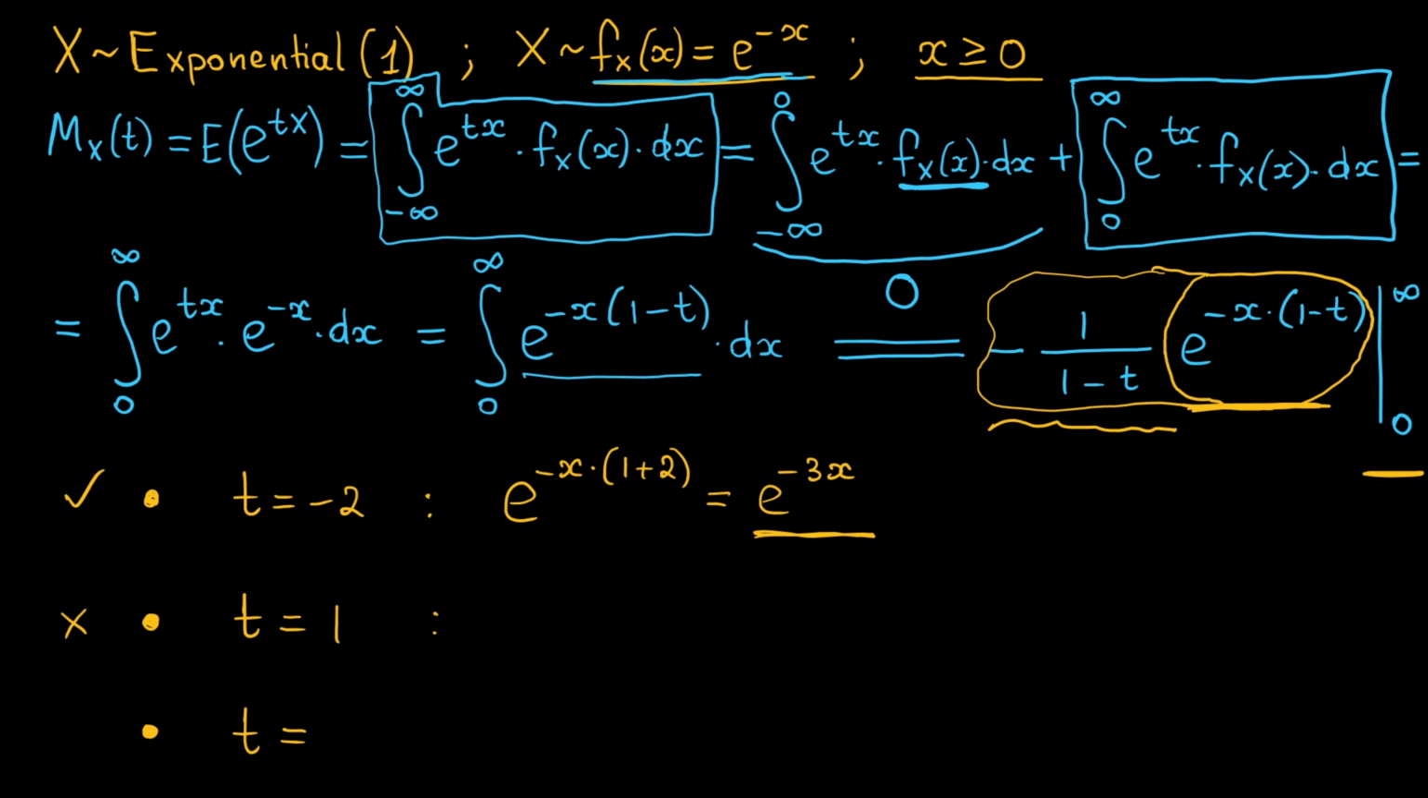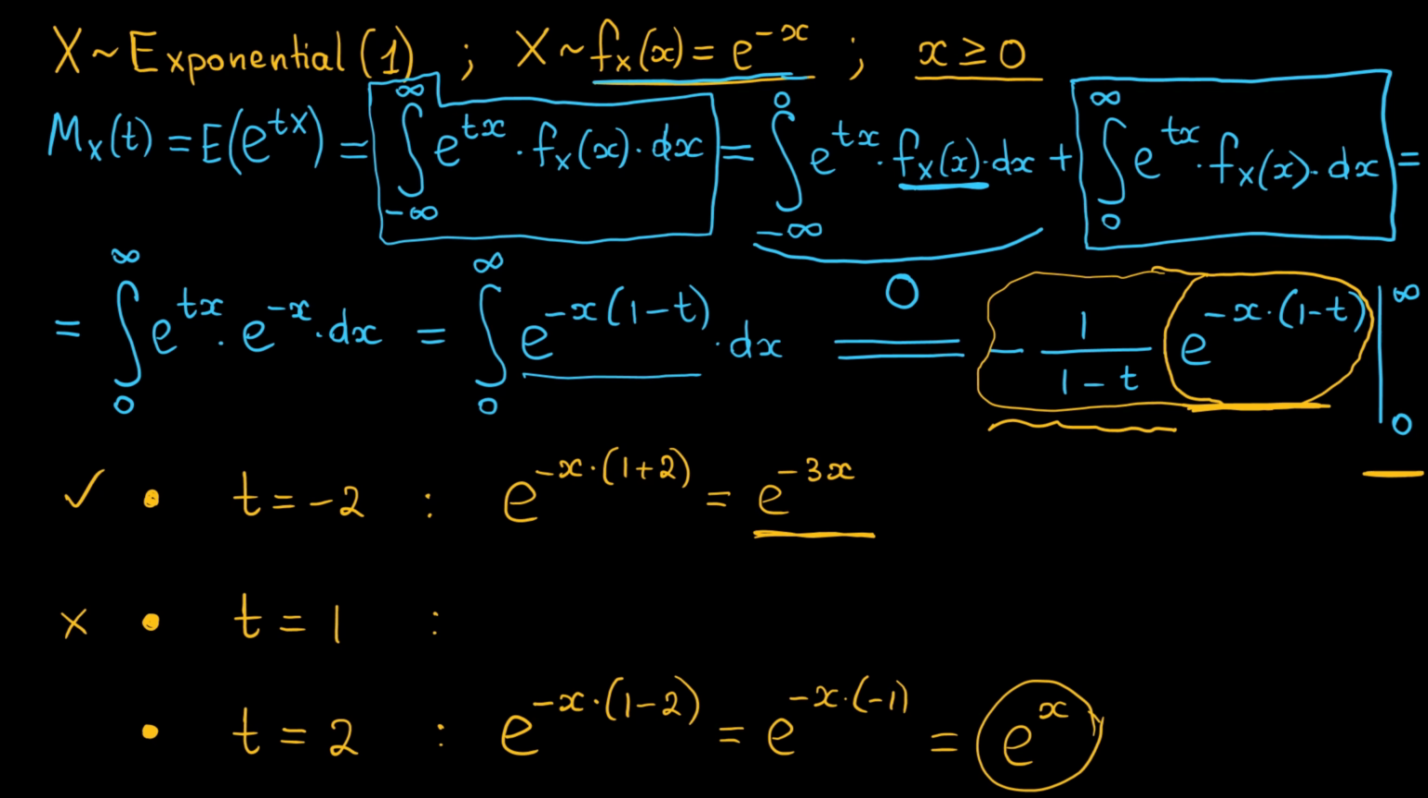And what about for t equal to 2? When t equals 2, this exponential expression becomes e to the power minus x times 1 minus 2. That's e to the power minus x times minus 1, which is e to the power of x. As we let x go to infinity, this expression will go to infinity. It will diverge. And as we let x go to 0, it'll go to 1. So we're in trouble here as well.